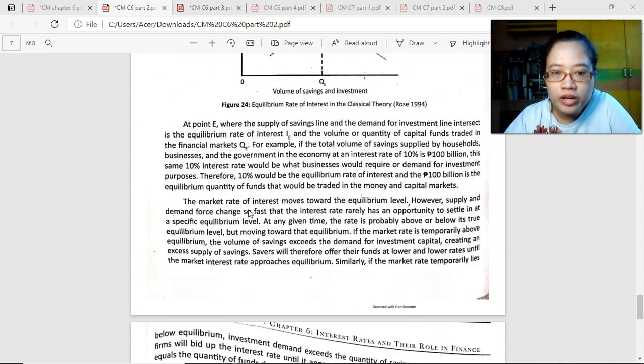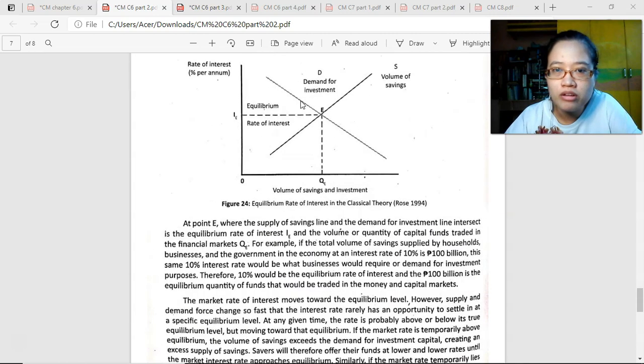Okay? Yung market rate of interest moves toward the equilibrium level. Okay? Nag-adjust naman siya depending on, let's say, merong additional demand ba for investment, may additional volume ba of savings, so mag-adjust din yung equilibrium.